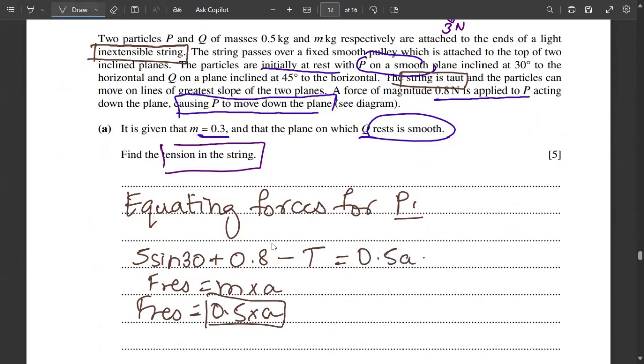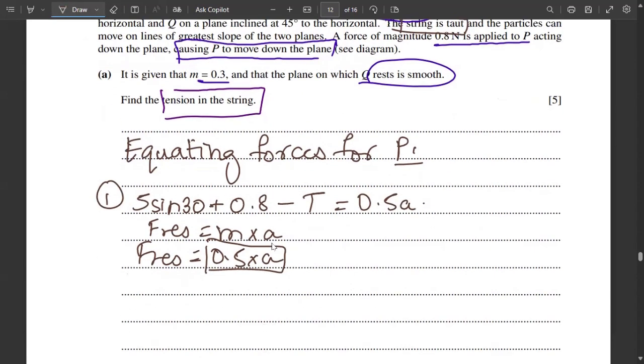So now I have the first equation. Let me rewrite the first equation. I will take T there. So I'll get T plus 0.5a is equal to 5 sine 30 plus 8. This is my first equation.